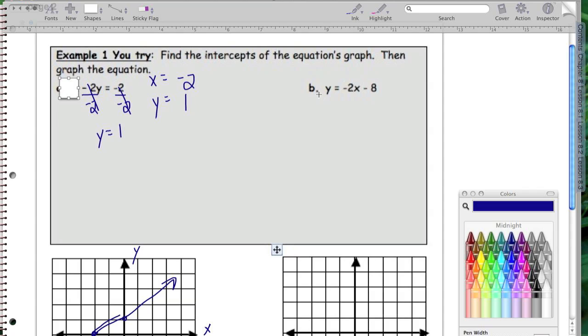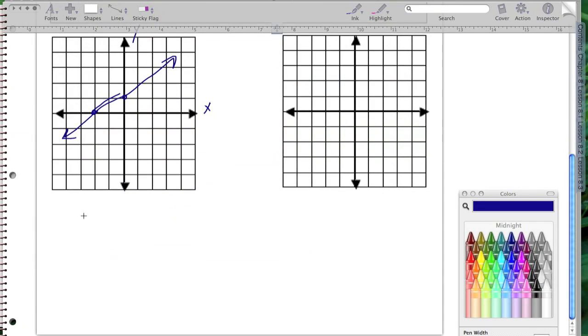Before we go on to letter B, I want to practice one right below here, so you can add it in with me. If we have 4x plus 3y equal to 12, I want to determine what my x and y intercepts are. We're not going to graph it in this case. First, I'm going to cover up the y value. Divide by 4, divide by 4, x equals 3. So my x-intercept is 3.